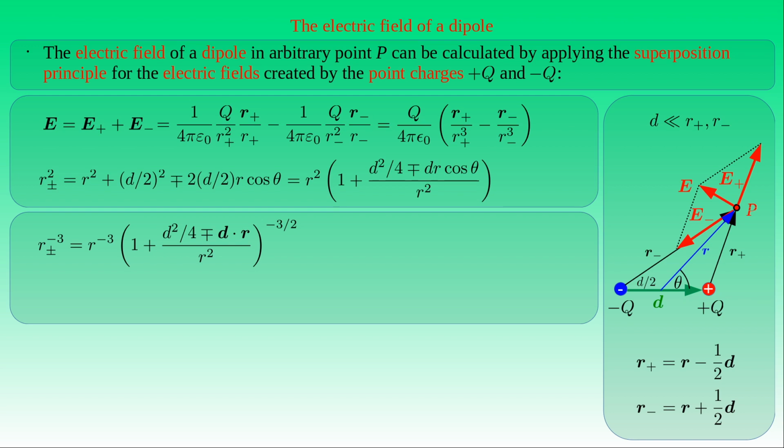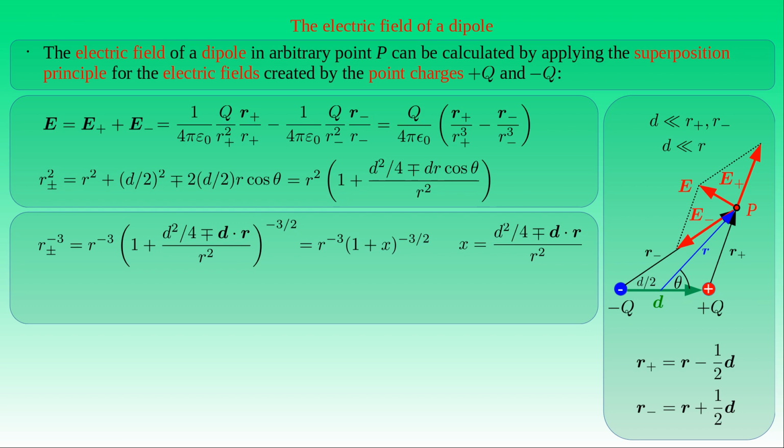The right-hand side can be written as r to minus 3, times 1 plus x to minus 3 over 2, where x is defined by the ratio of d squared over 4 minus or plus the scalar product of the vectors d and r to r squared. We have assumed that the size of the dipole is negligible with respect to the distance between the dipole and the point P, and the length of the vector d is negligible to the length of the vector r.